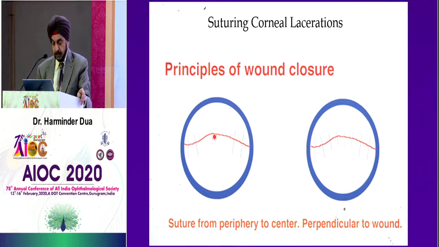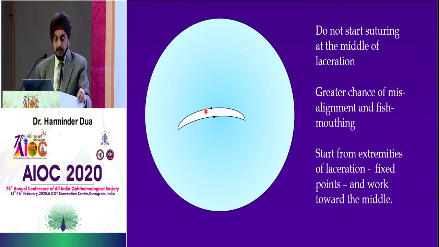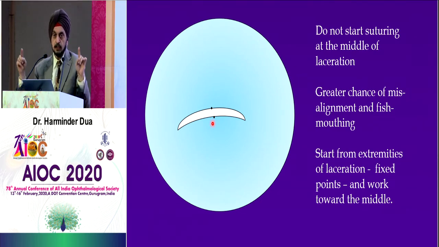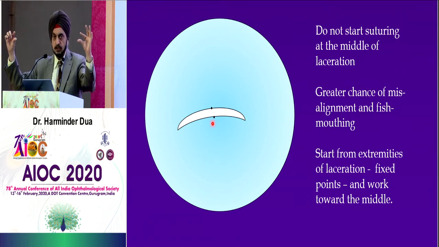And the reason for that is here. If you get the middle wrong, even by a fraction of a millimeter, that whole alignment will never fall in place. If you get it slightly wrong, by the time you reach the edge, there will be a fish mouth, which will constantly leak. So always start from the edge. Those points are the closest you will get it right, or the chance of most that you will get it right.